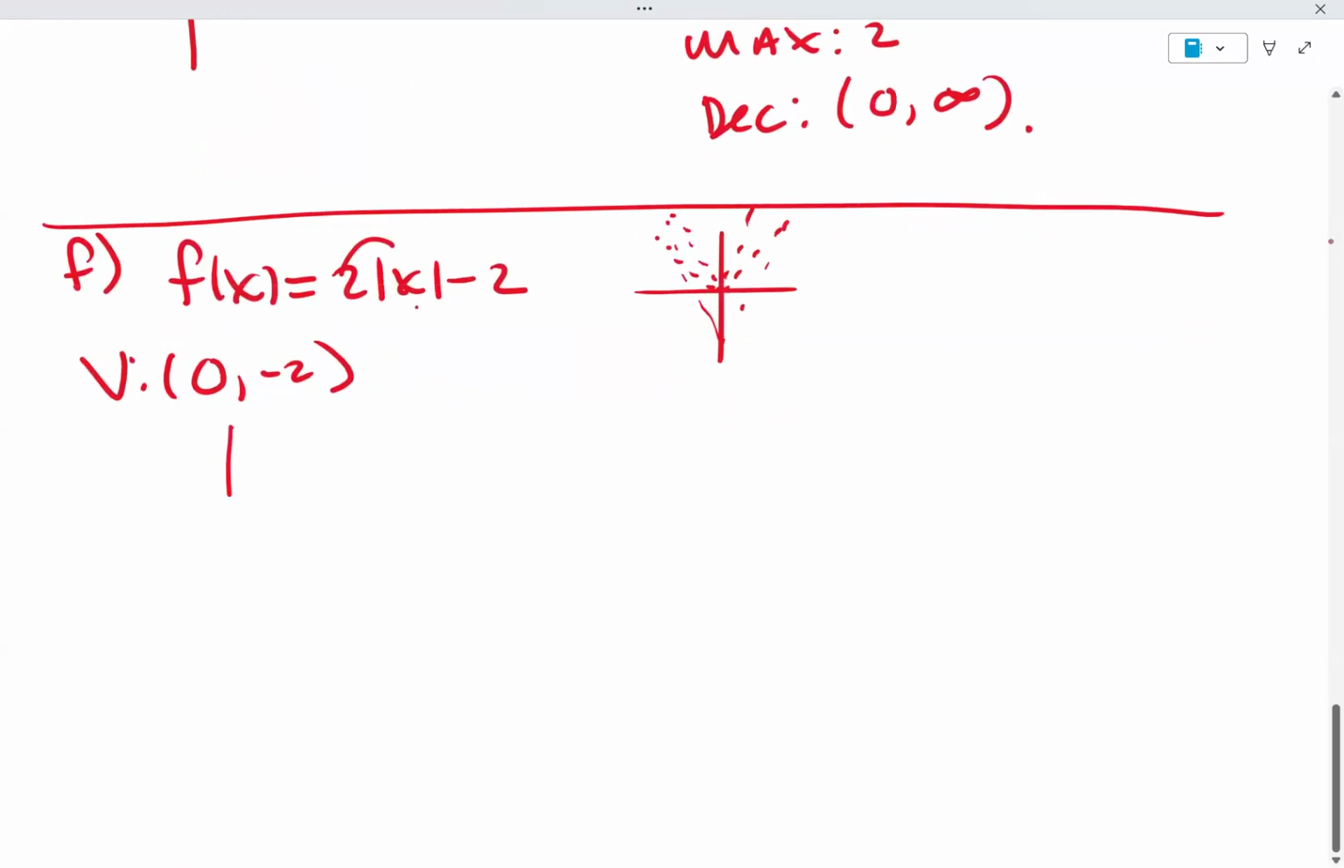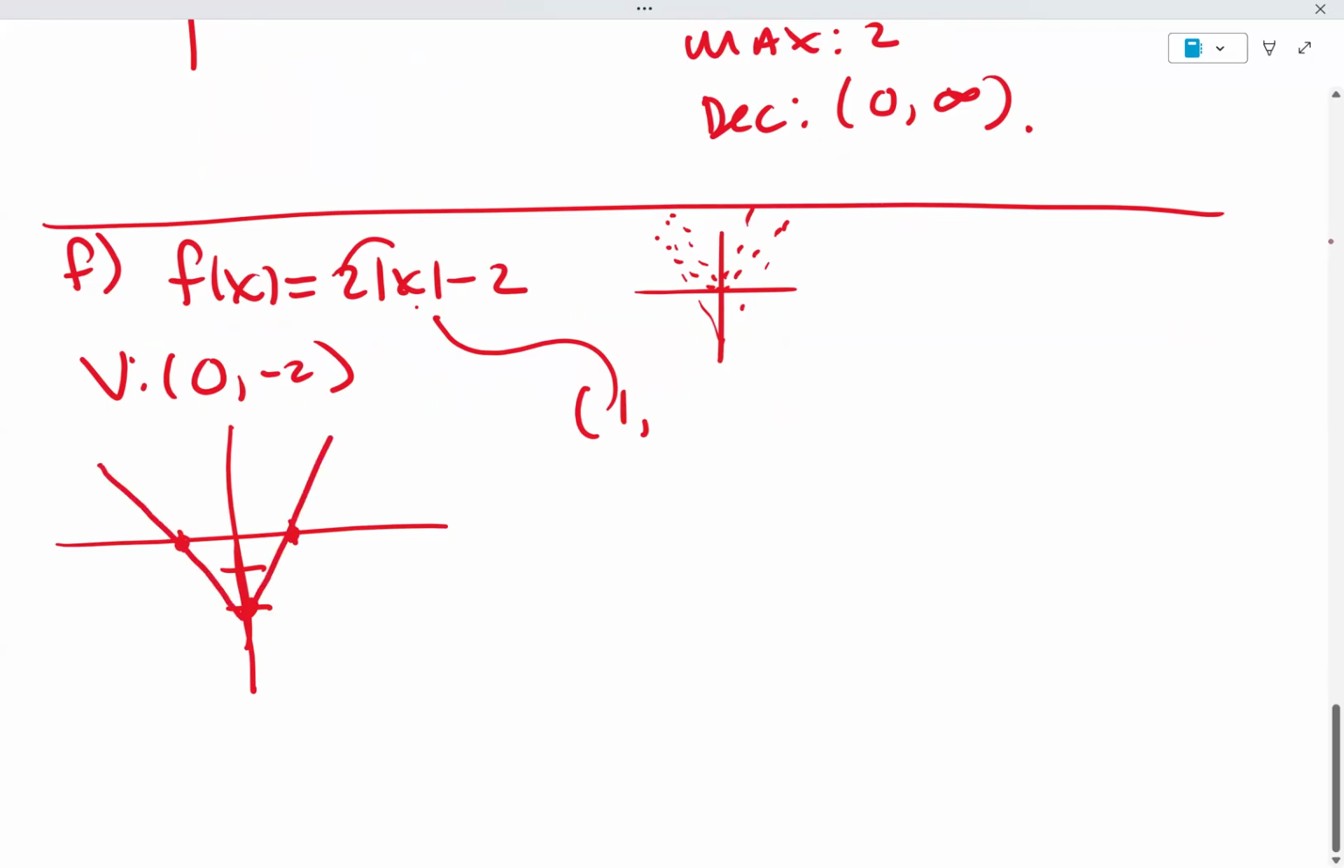And I'm just going to come over here, the origin down 2. Pick x as 1. Pretty easy. The absolute value of 1 is 1, and 2 minus 2 is 0. And if I pick negative 1, I'll also get 0. And there's my basic graph there.